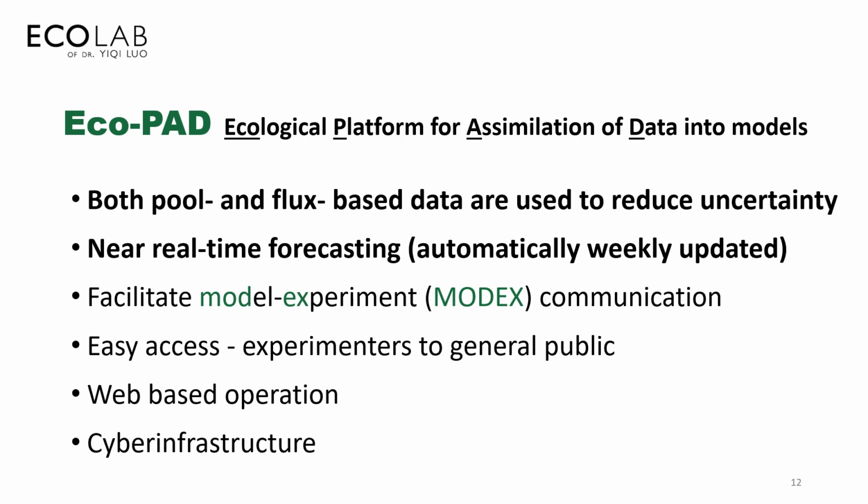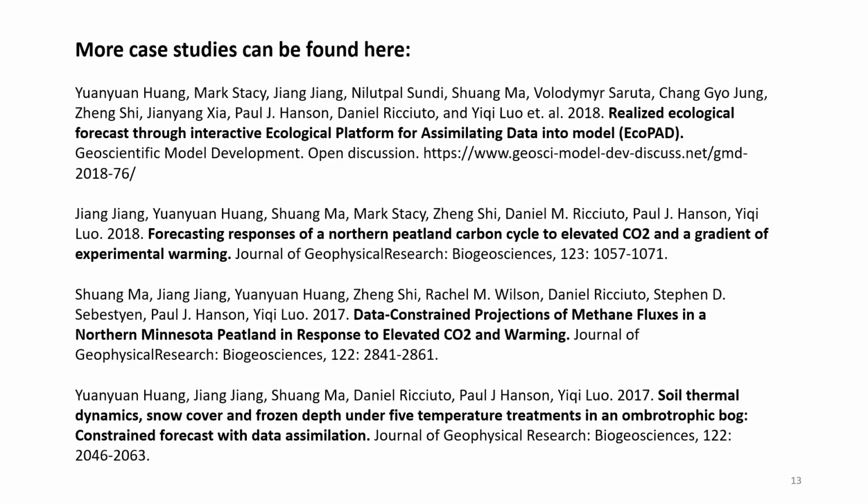Experimenters and the general public have easy access to model simulation, data assimilation, and forecasting. It is also flexible for users who have higher demands, for example, those who want to test alternative data model fusion methods, use a different ecosystem model, change the number of parameters to be constrained, or even change the observational variables that are used in the data model fusion framework. Here's a reference list where we show how this framework could be used for various research purposes.